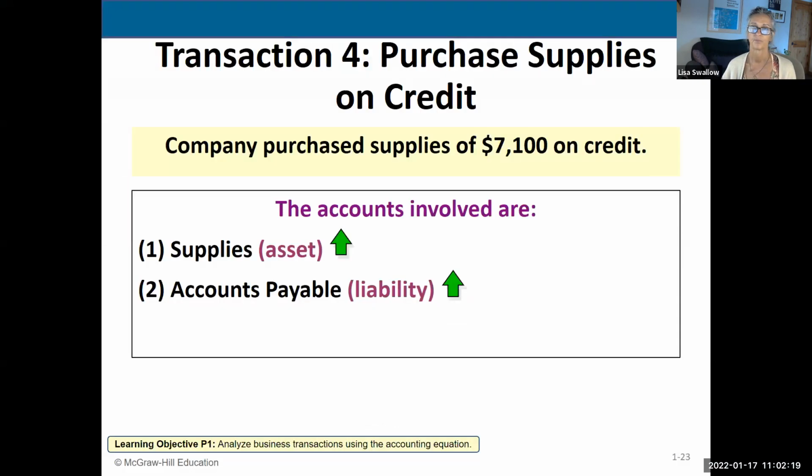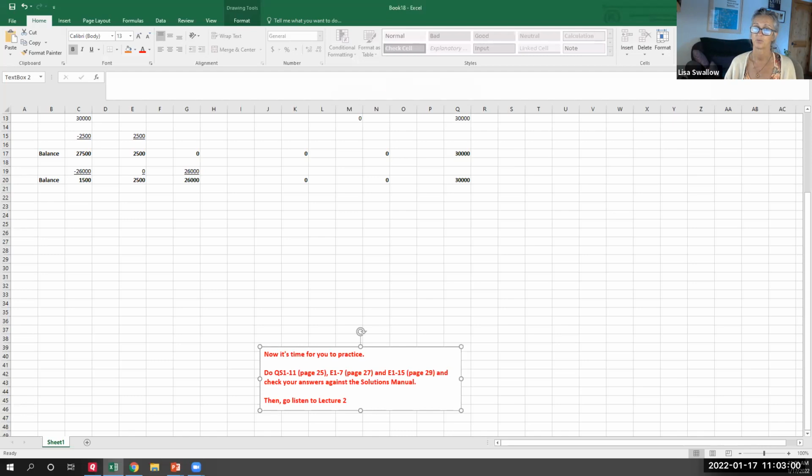Transaction 4. This time, I bought some more supplies, but I didn't pay cash. It's on credit. That term gives you a hint that I need to increase my liability of accounts payable. Accounts payable is when I owe somebody money for something that I've either bought from them or a service they provided me. So please go to the accounting equation, turn off the tape, and record this on your tabular format, and I'll meet you back there.